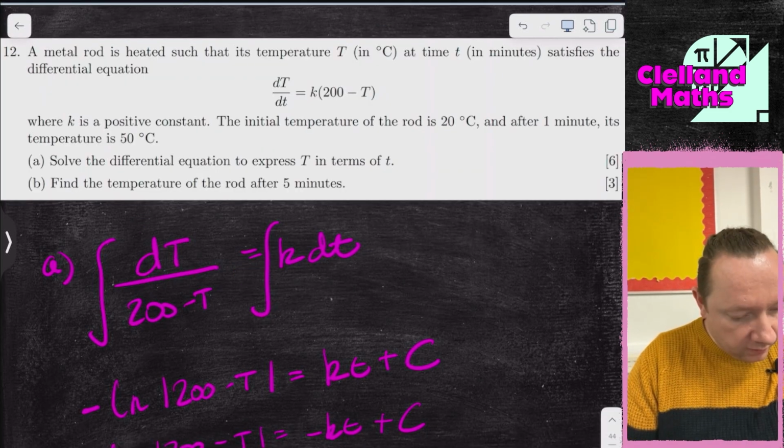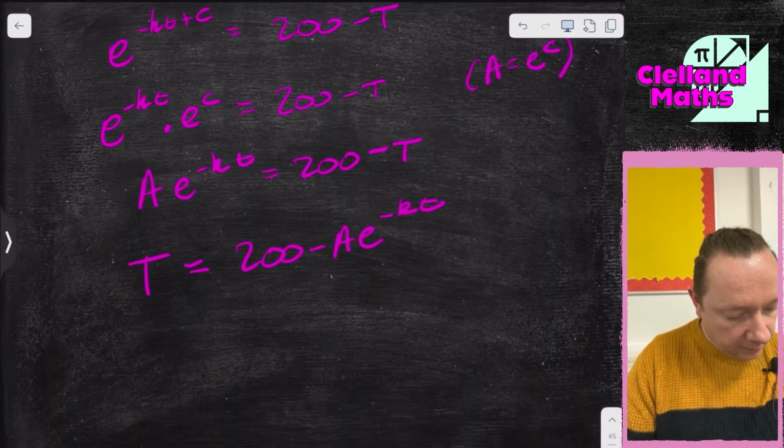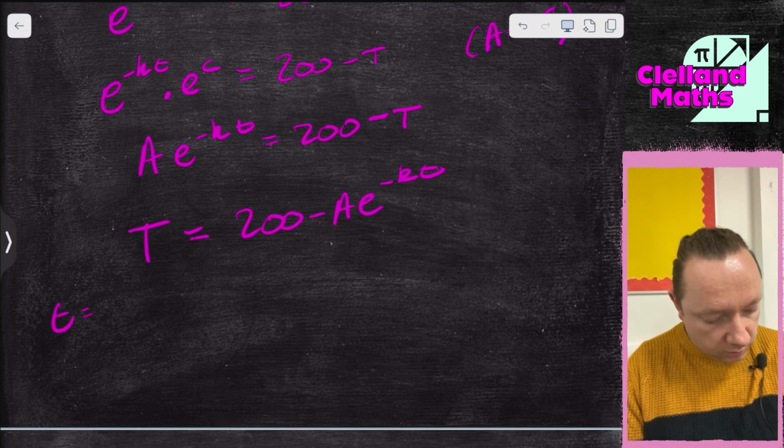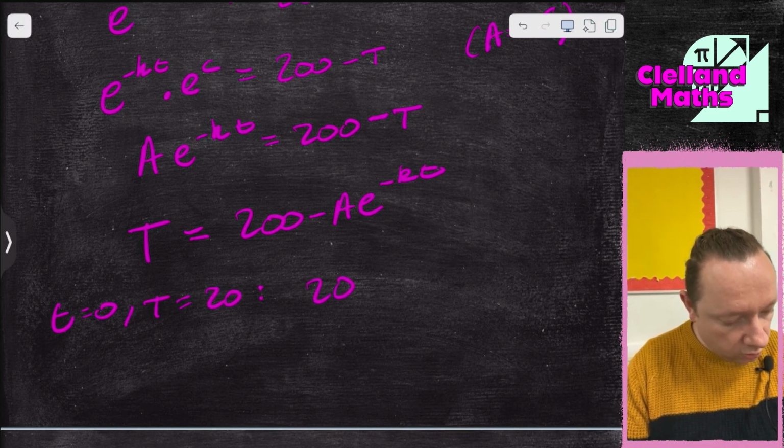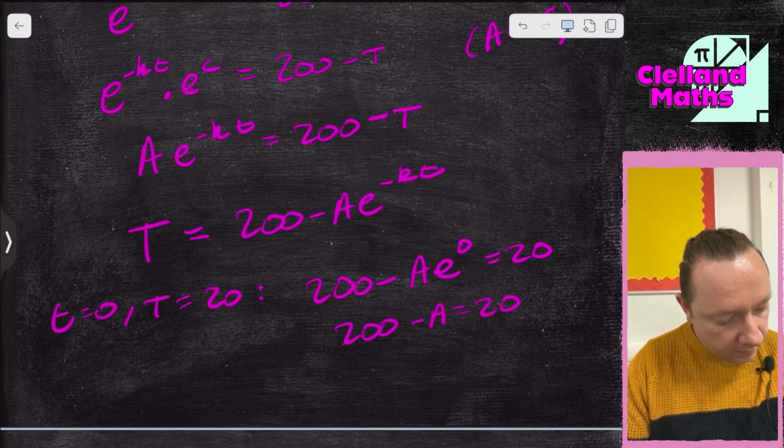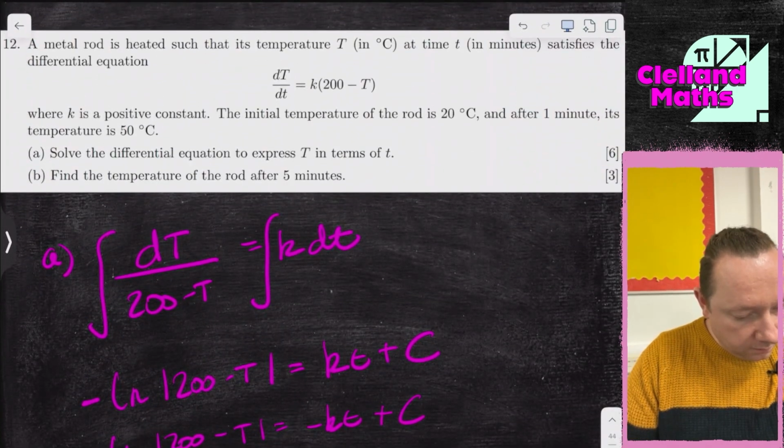Now, initial conditions. The initial temperature of the rod is 20 degrees C. t equals 0, T equals 20. So 200 minus A times e to the 0 equals 20. So 200 minus A equals 20. So A equals 180. Next condition.